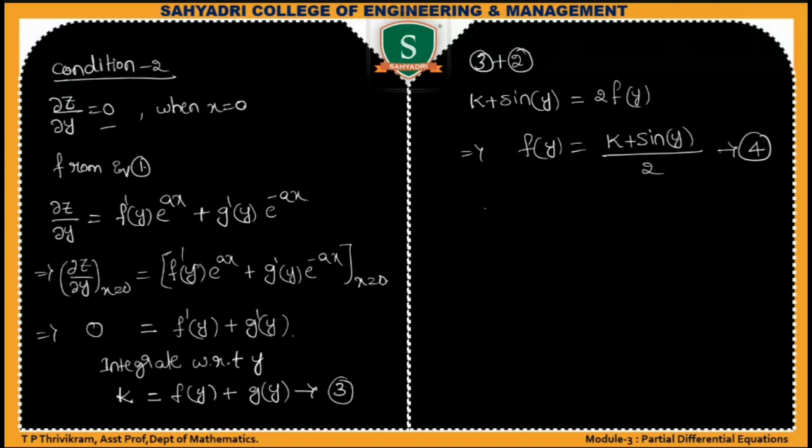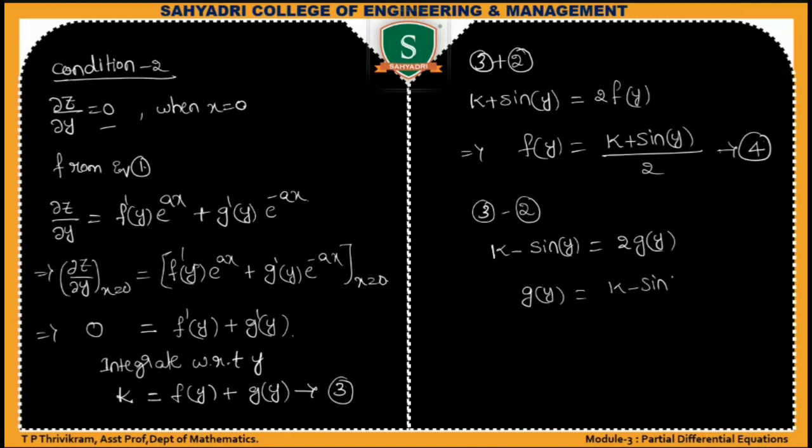Similarly, if I take equation 3 minus equation 2, you'll get k minus sin y is equal to 2 into g of y. So implies g of y is equal to (k minus sin y) divided by 2. Take it as equation 5.